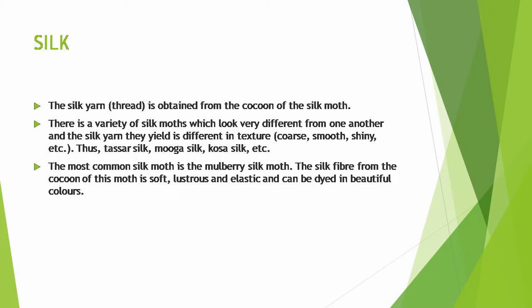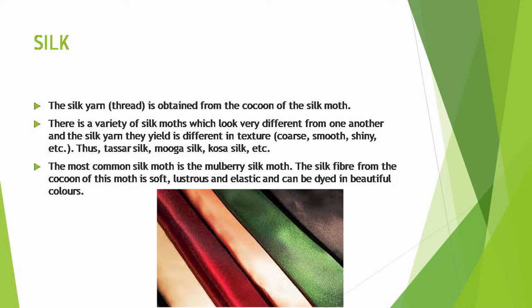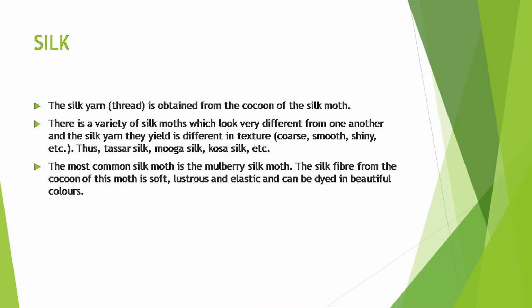There is a variety of silk moths which look very different from one another, and the silk yarn they yield is different in textures. Thus, tussar silk, moga silk, kosa silk, etc. The most common silk moth is the mulberry silk moth. The silk fiber from the cocoon of this moth is soft, lustrous and elastic and can be dyed in beautiful colors.